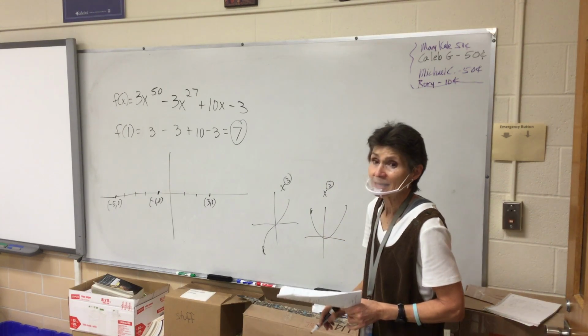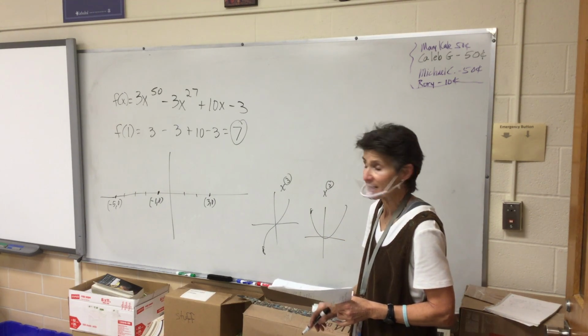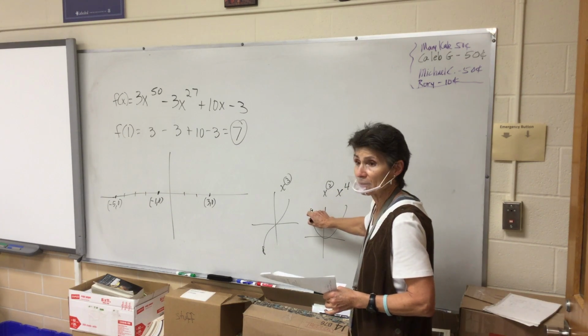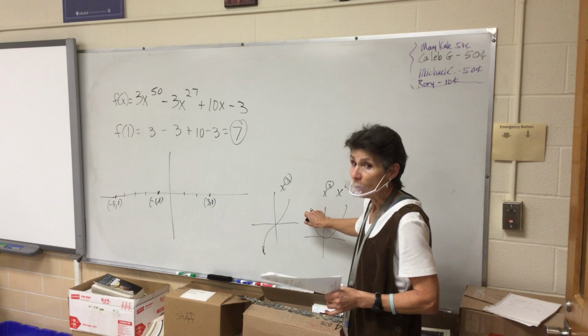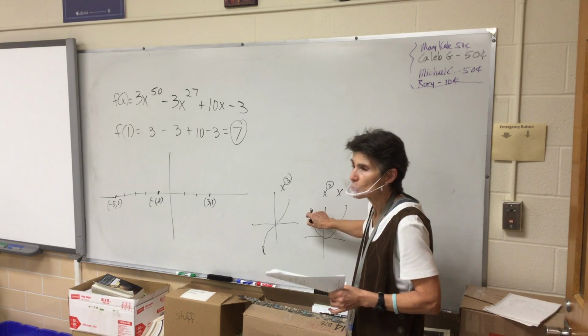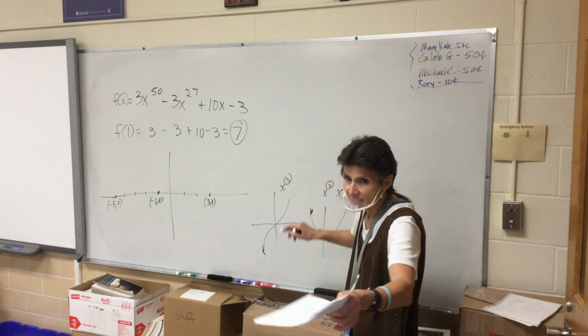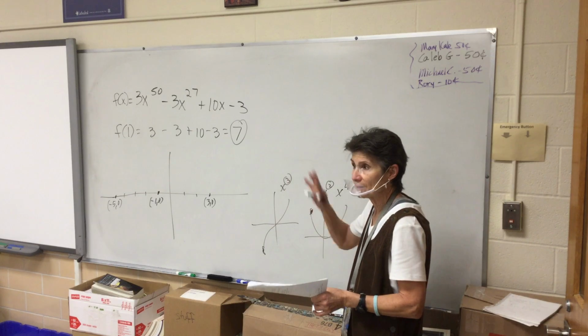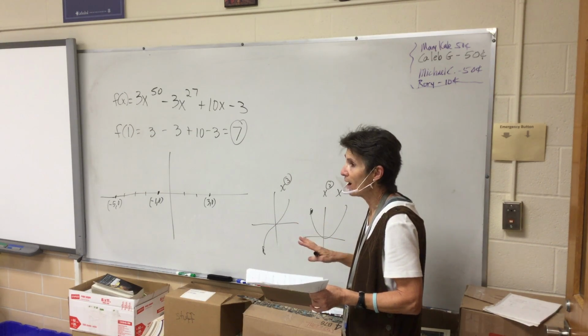So this is an even number of x's, x to the 4th. So it starts up here. The only reason that it would ever not start here is what? If there's a negative. If the 1/2 was a -1/2, then it would get flipped over. But that 1/2 is positive.